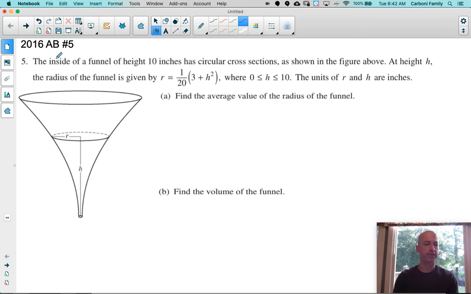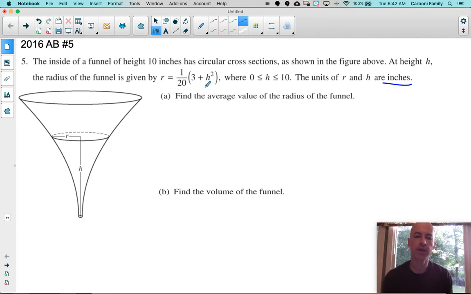Okay, so 2016 number 5, we have a funnel. The inside height is 10 inches, so the overall height is 10. At each height, the radius is given by that function. So they give you a function to represent the radius for h. The units are inches.